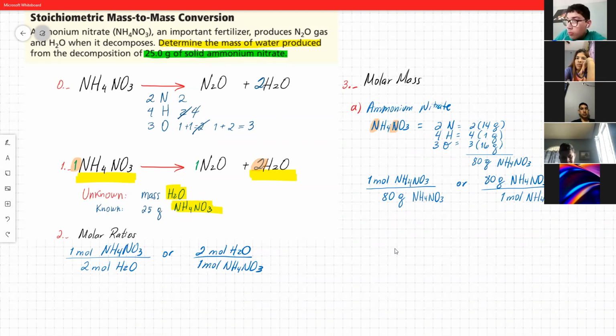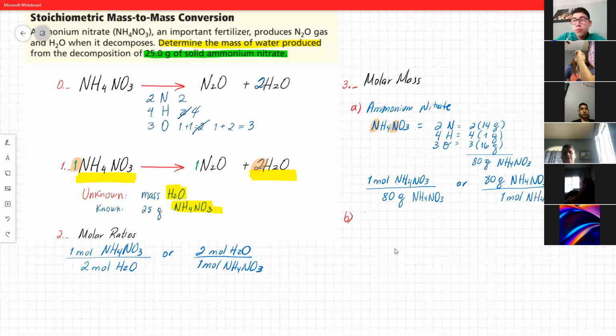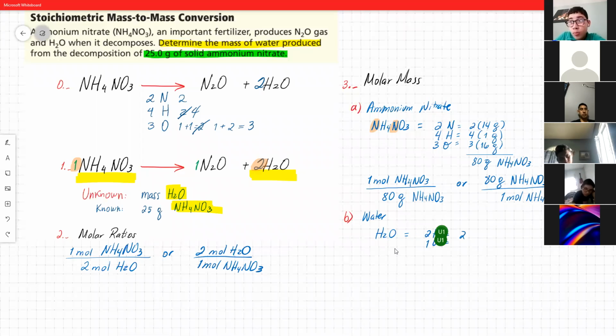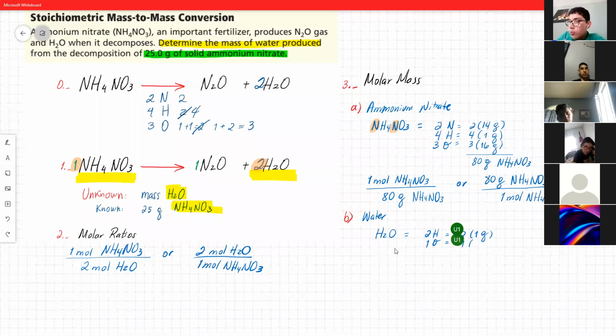Now, the other molar mass I care about is water. Water, I know it by heart. Okay, what happens with water? Very simple, not too complex. So you have just 2 hydrogens and 1 oxygen, which leads to 2 times 1 gram and 1 times 16 grams. In total, this gives you 18 grams of water.